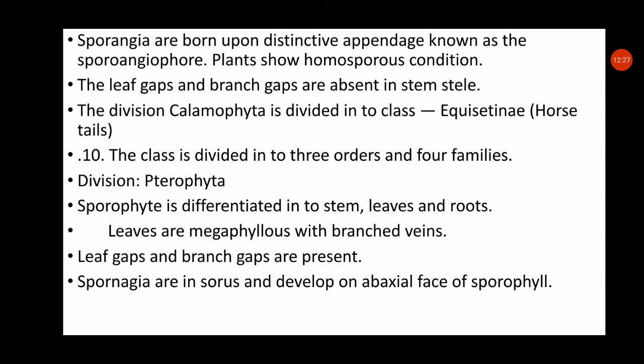Sporangia are in sori. Here the sporangia develop in the sorus on the abaxial face of the sporophyll. These sporangia develop on the abaxial, that is the lower, surface of the sporophyll.